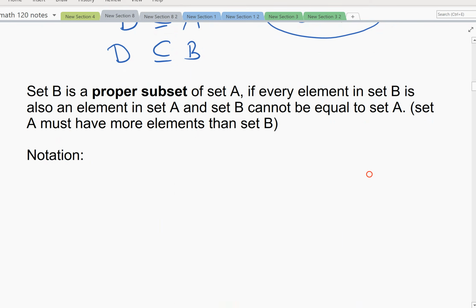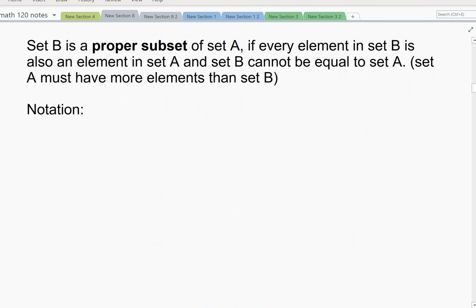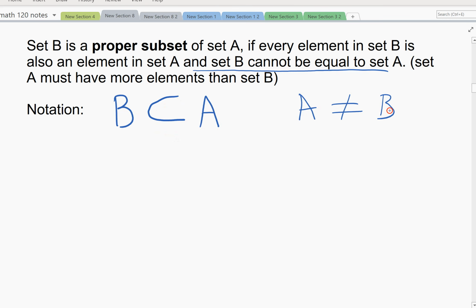The next definition is a proper subset. Set B is a proper subset of A if every element in set B is also an element of set A. That's the exact same as our previous definition, but then we've added this last part: equality is not allowed. A has to have more elements than set B. It's actually the first way I wrote it, dropping the bar on it. It's kind of like the inequality notation, less than or less than and equal to. Same thing here: without the bar underneath, it means set A cannot be equal to set B.